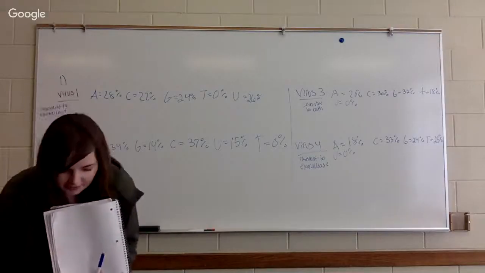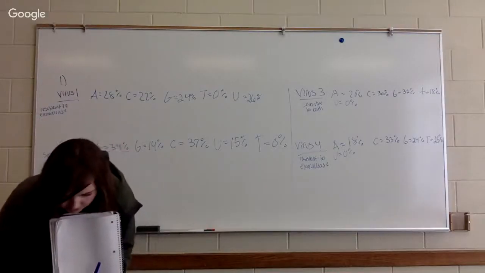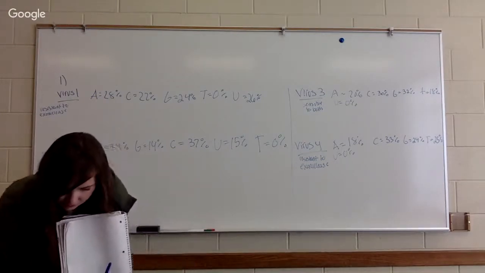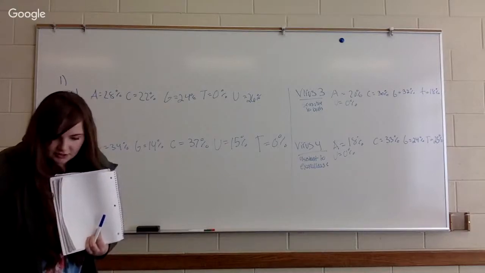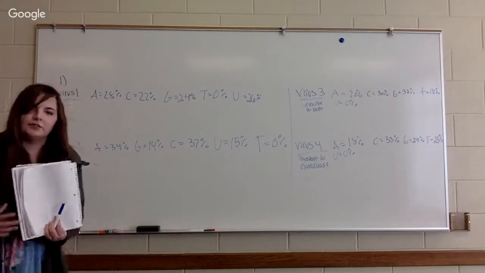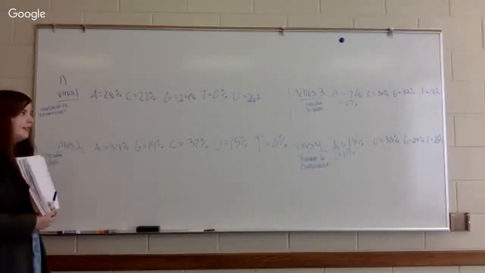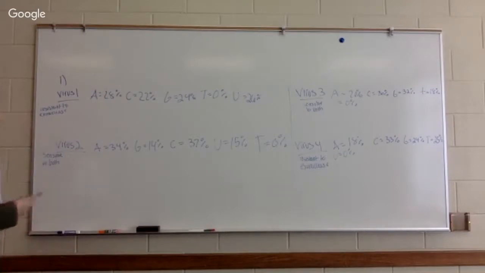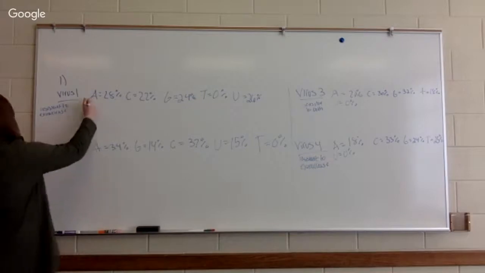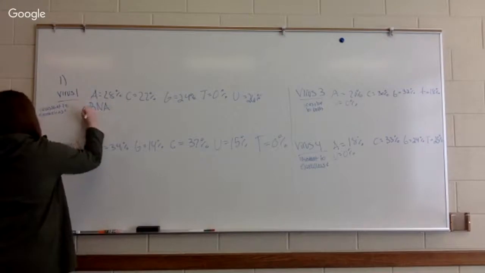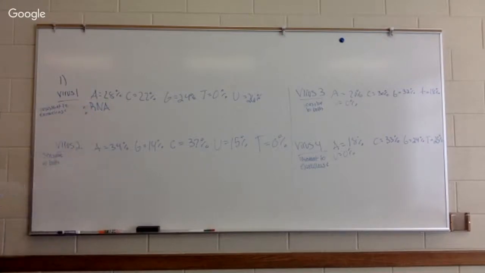So on number 1, it's asking what is the structure of the nucleic acid in each viral genome, and include single-stranded versus double-stranded, DNA, RNA, circular versus linear. For virus 1, we have A being 20%, C being 22%, G being 24%, T 0, and U 26. So looking at the T and U, we can tell that it is RNA. And the next step would be to tell if it is single or double-stranded.